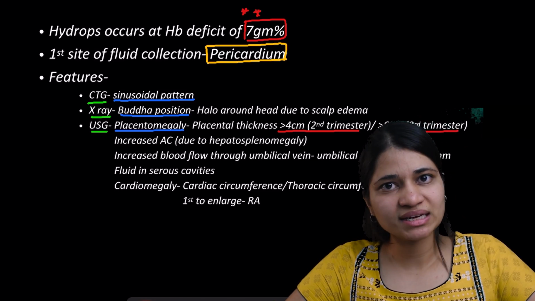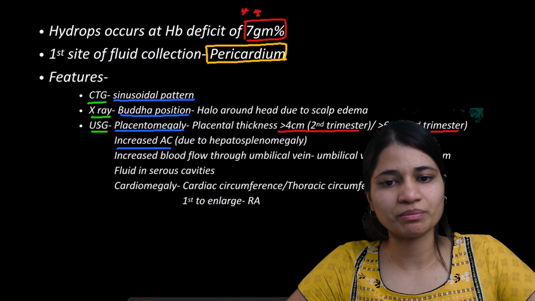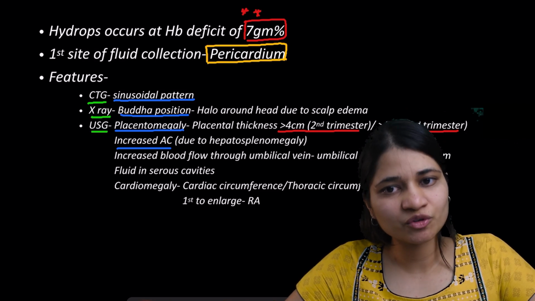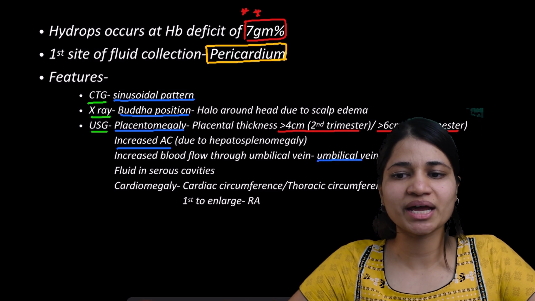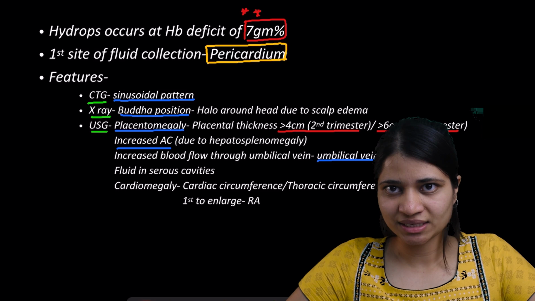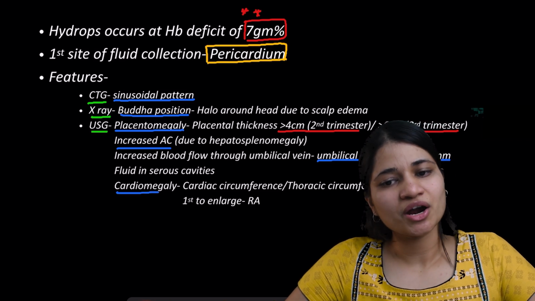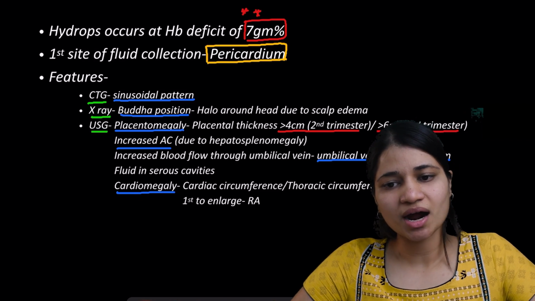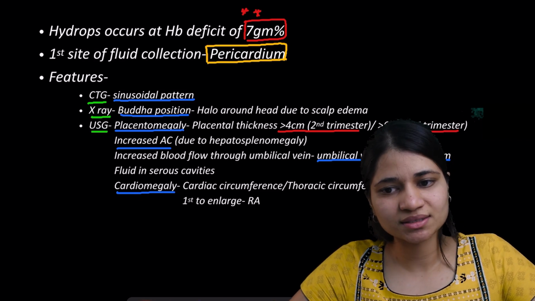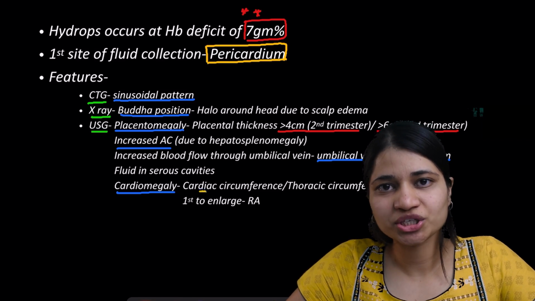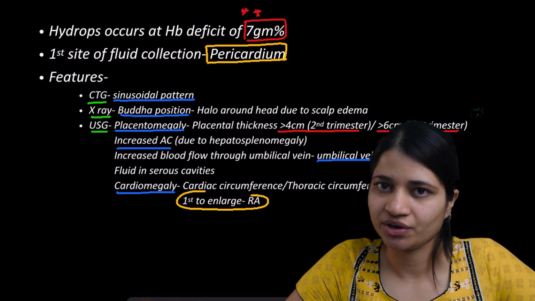Also, there will be increased abdominal circumference because of hepatosplenomegaly. There will be increased blood flow through the umbilical vein, resulting in an umbilical vein diameter of more than 5 mm. We can find fluid in the serous cavities, and there will be cardiomegaly. So how will we diagnose cardiomegaly? We will have a cardiac circumference to thoracic circumference ratio of more than 50%, and the first heart chamber to enlarge is the right atrium.